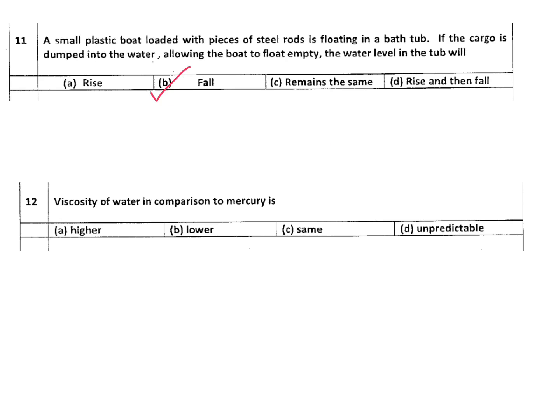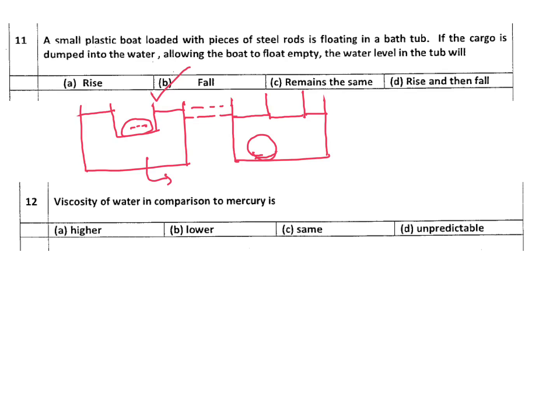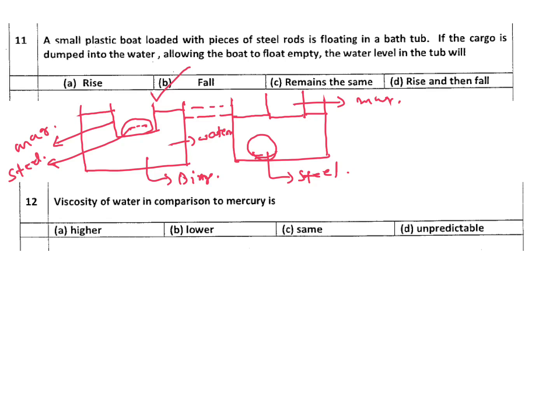This is a big bucket and this is a small mug. You keep one heavy object like a steel rod or iron piece. Then in the second case, you keep that steel rod inside the water. In both cases the fluid is water. This is the small mug. You will see the water level is decreasing. So B is our answer.